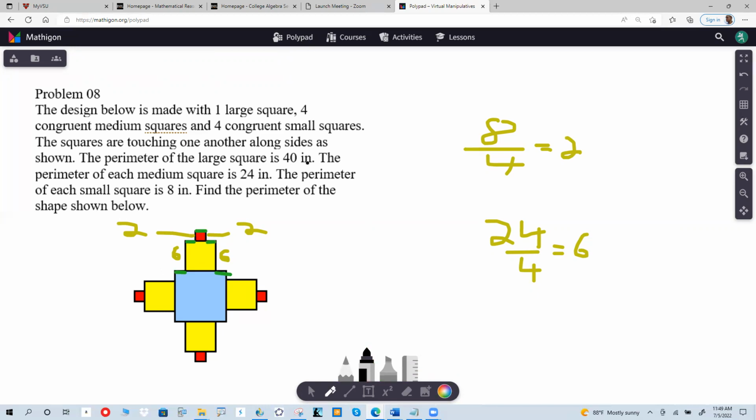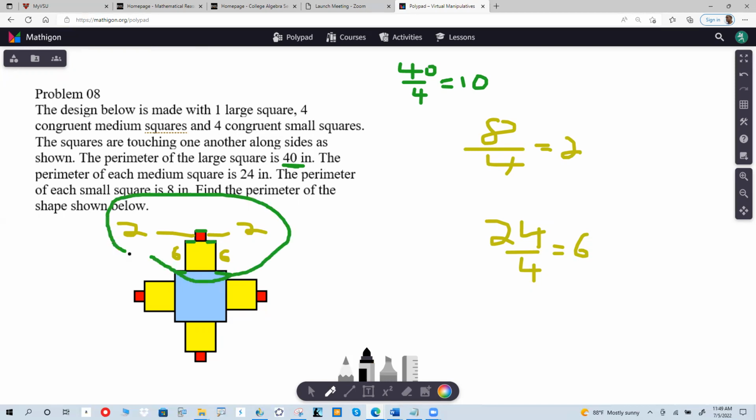The perimeter of the large square, they're calling it large, small, and medium, is 40. Take 40 divided by 4, you're going to get 10. So each side of the blue square is 10, and all the 5 green pieces that I outlined have to be 10. We have everything to add together, guys. I'm just looking at this much.